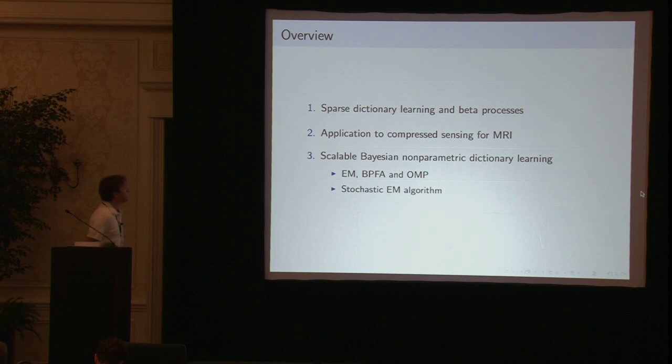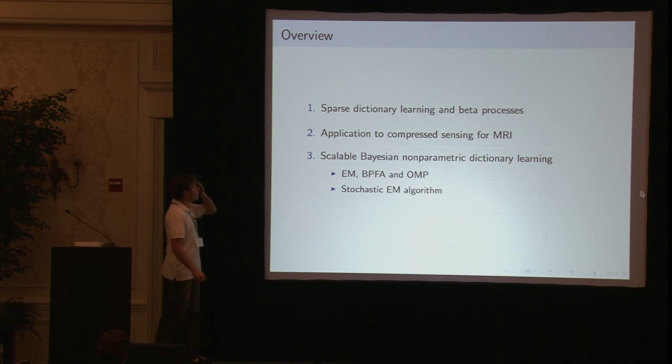And so the first part will be entirely review of using Bayesian nonparametrics for dictionary learning. And this is work that I was doing with Larry Karen when I was here as a PhD student. And so that's to set up and motivate the technique that we're using. Then I'll very briefly talk about an application of that to compressed sensing MRI, because I think that's very relevant to this audience. And finally, I'll talk about a new inference algorithm for doing Bayesian nonparametrics.